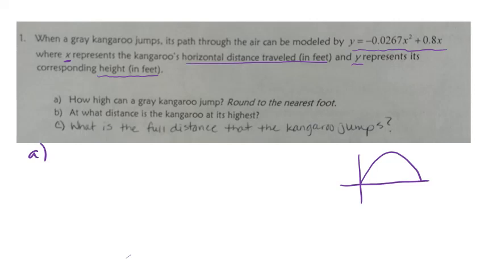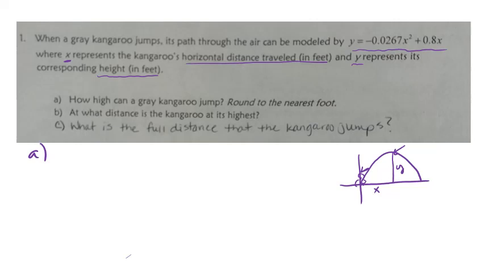Okay, so we got our little kangaroo. I don't even know how to draw a kangaroo. Or a kangaroo here, and it's going to be jumping. And we basically want to know how high it's going to jump. It's going to reach its maximum jump. So that's going to be the y value. The horizontal distance would be your x value.